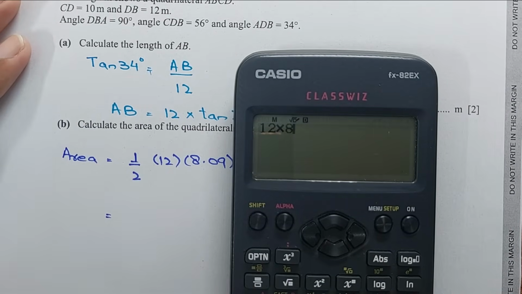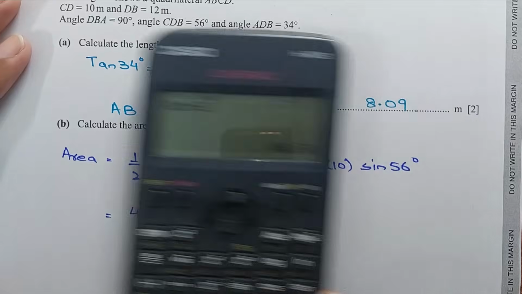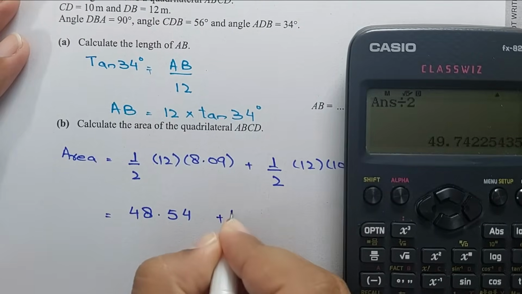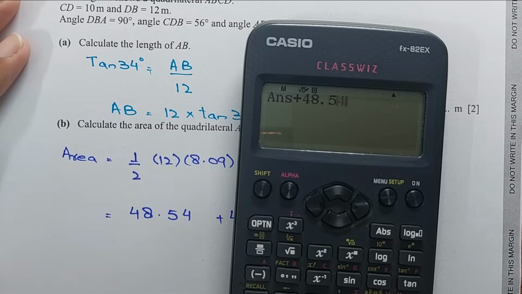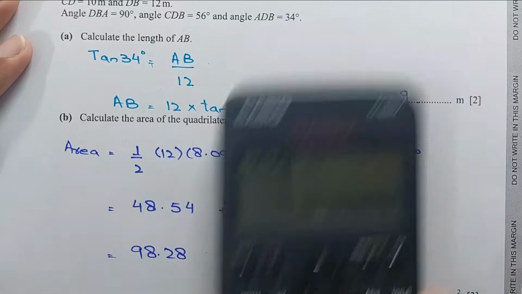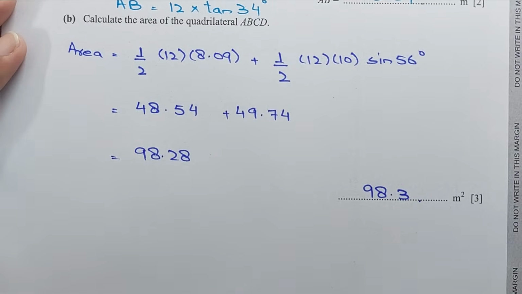12 times 8.09 divided by 2. The area is 48.54, and the other one is sine 56 times 10 times 12 divided by 2, 49.74. Add them up with 48.54. This is 98.28. So the area is 98.28, or we can say 98.3 meter square, rounded to one decimal place.